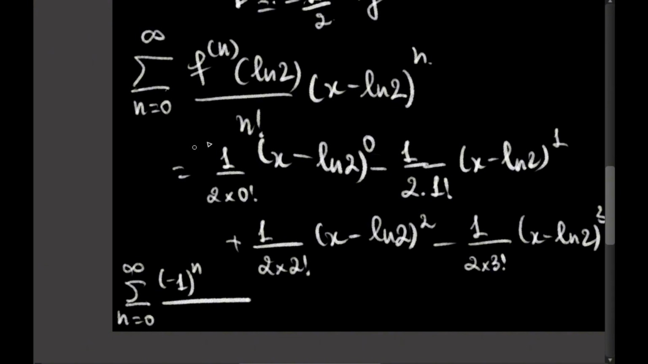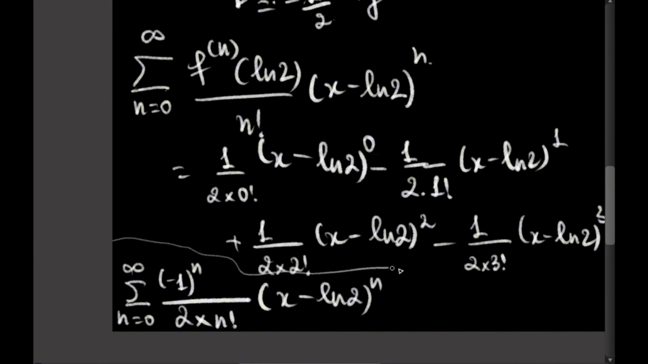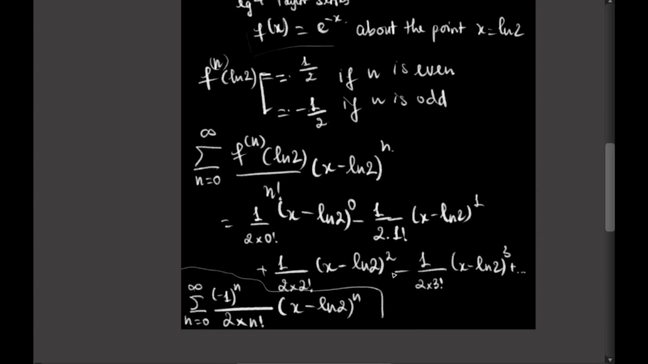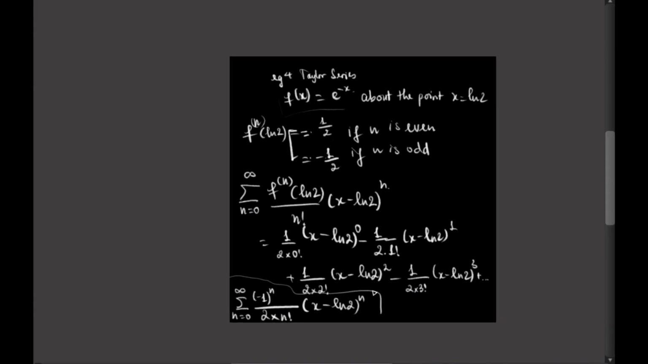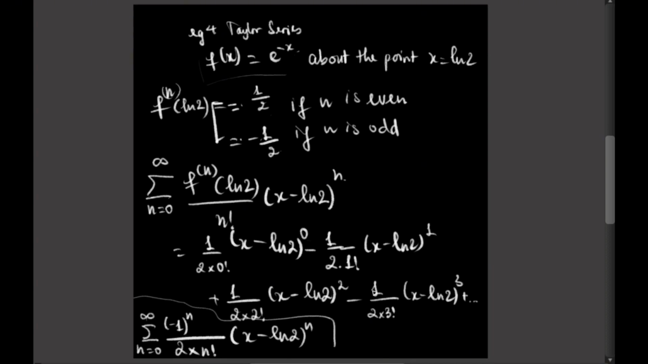And now you can see that in the denominator there's 2 multiplied with the factorial of n, right? And we're going to multiply it with x minus natural log of 2 to the power of n. So this is the Taylor series that we have to find. This is our answer. I hope that you guys get it. It's not that hard, right? And now let's take a look at another example. And now it's about the MacLaurin series.